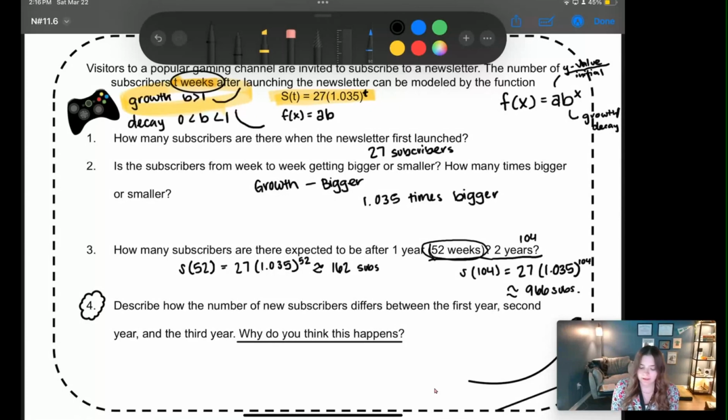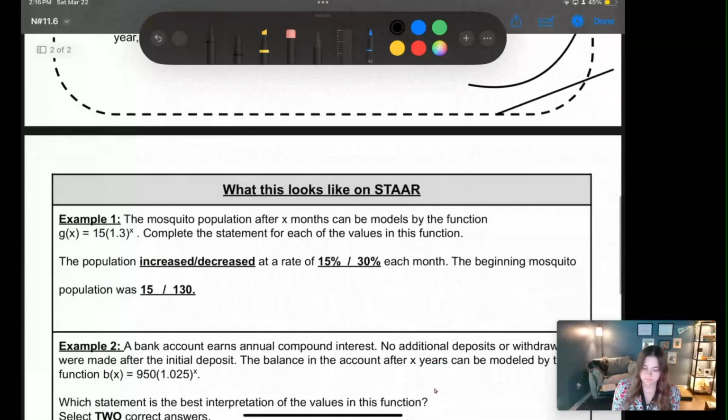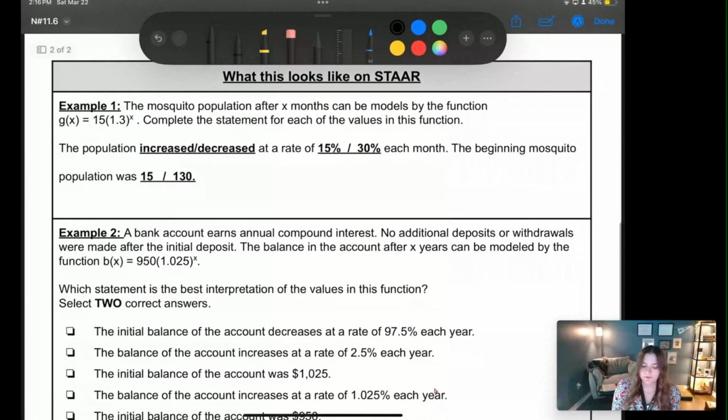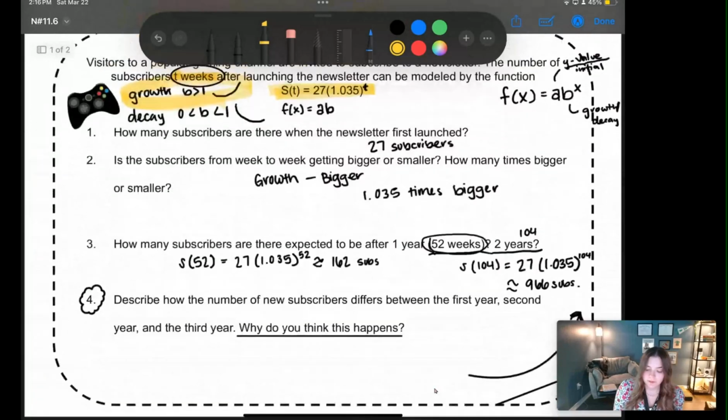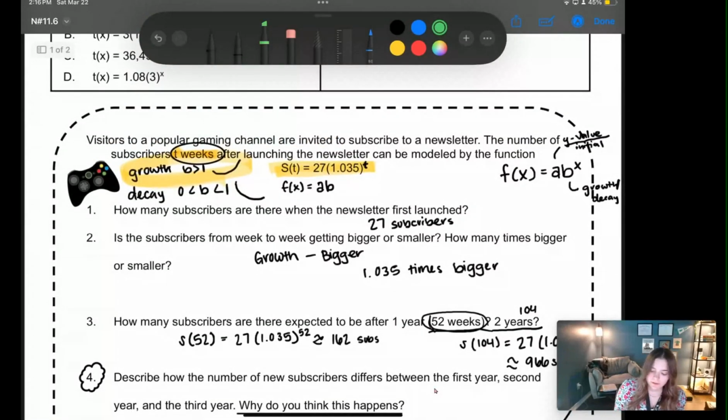All right, let's look at the back of this page. It says what this looks like on STAAR. You are actually going to try both of these on your own. You're going to try example 1 and you're going to try example 2, but I'm going to read both of them. So this first one says the mosquito population after x months can be modeled by the function g of x equals 15 times 1.3 to the x. Complete the statement for each of the values. Remember, you're still looking at this formula right here.